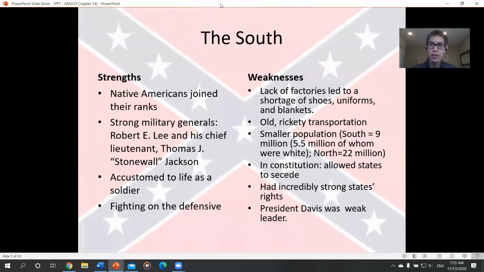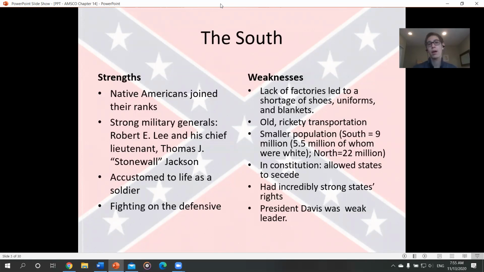All right, spending a lot of time digging into the North and the South, their strengths and weaknesses. The South, the Confederacy, their biggest strength is that they had incredibly strong military leaders. Even to this day, the Confederacy military leaders are hailed as heroes with statues, at least in the South. Robert E. Lee and Stonewall Jackson are the two most famous. So incredibly successful, brilliant military generals.